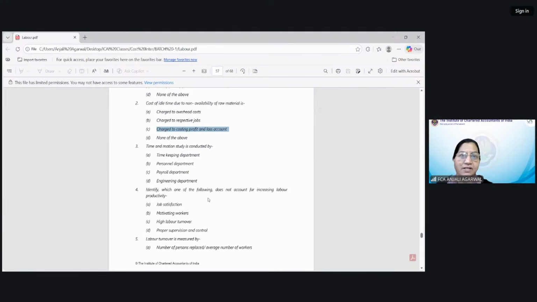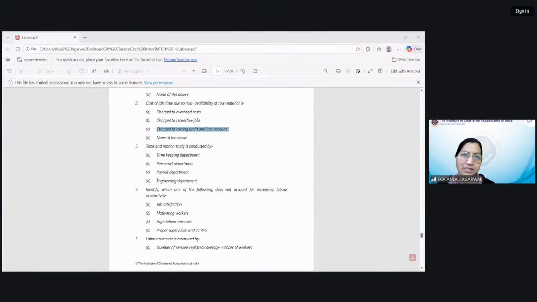Time and motion study conducted by which department? It is about finding out what is the right way to do and what are the standard hours. So you've seen, we've taken up the Halsey plan, Rowan plan. There we saw that the standard hours to do the job was 10 hours, 2 hours. Who tells us all this? It's research done by the engineering department, time and motion study.